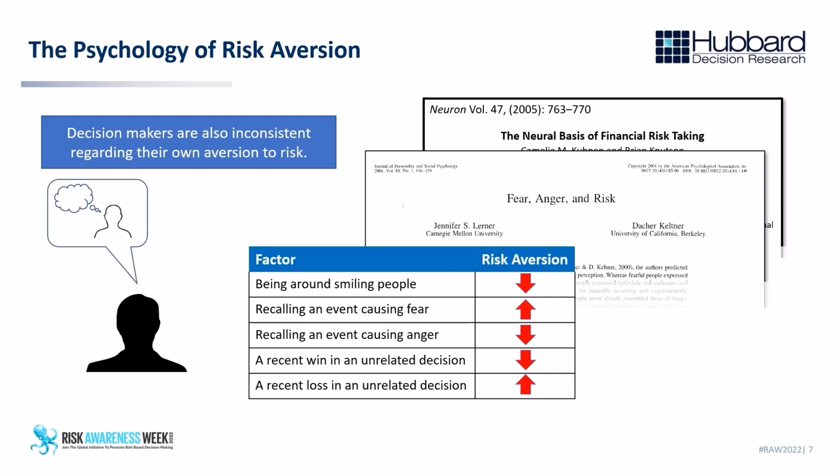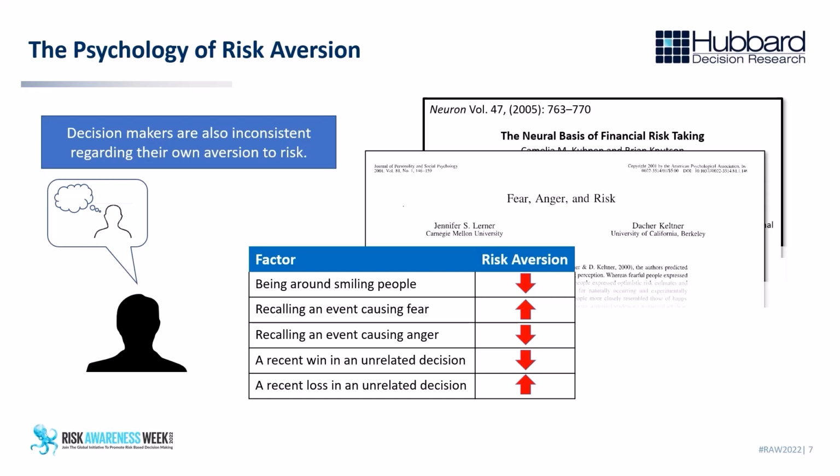Similar experiments have been done where people were asked to recall an event in their life when they were angry or afraid, and then they would subsequently play this game of chance, and the anger group would be more risk tolerant and the fear group would be more risk averse.